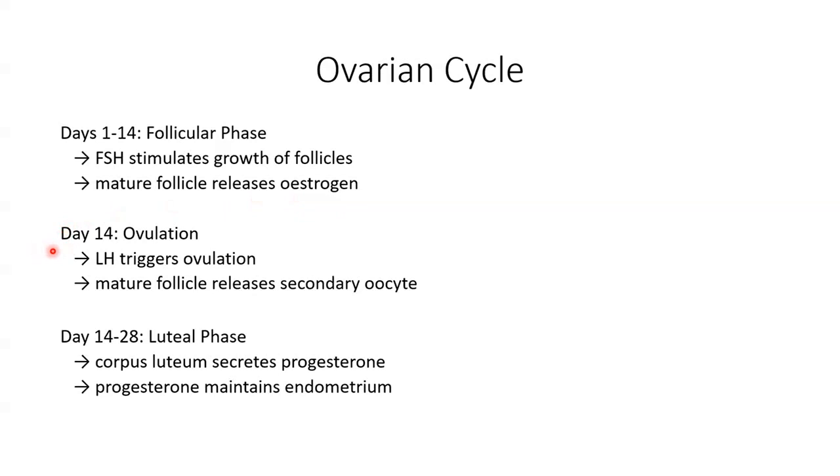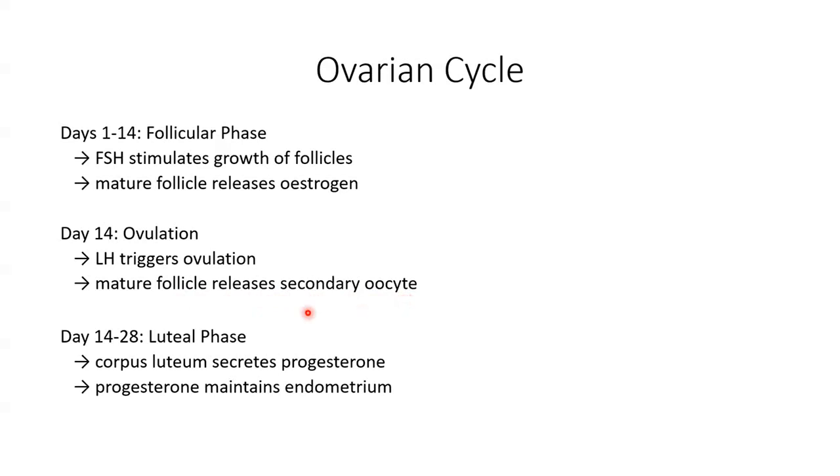At the middle point of that cycle is ovulation. A spike in luteinizing hormone triggers ovulation, and it causes that mature follicle to rupture and release the secondary oocyte into the pelvic cavity.